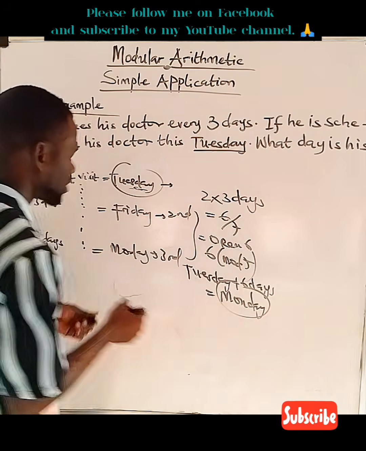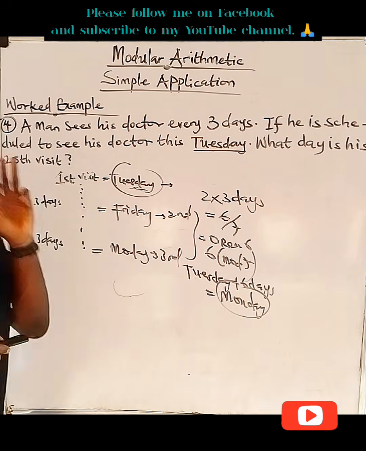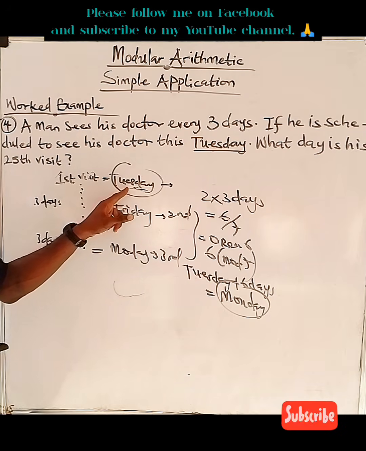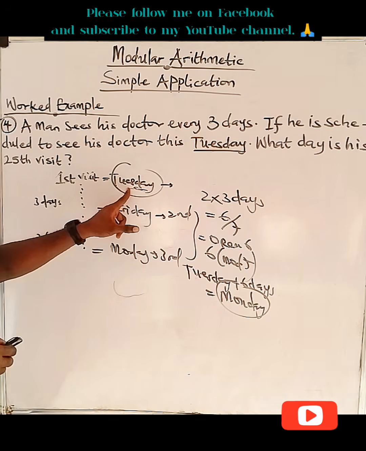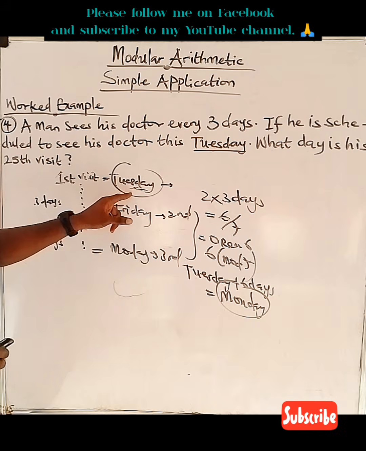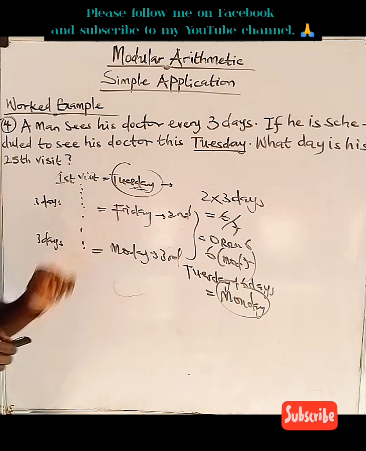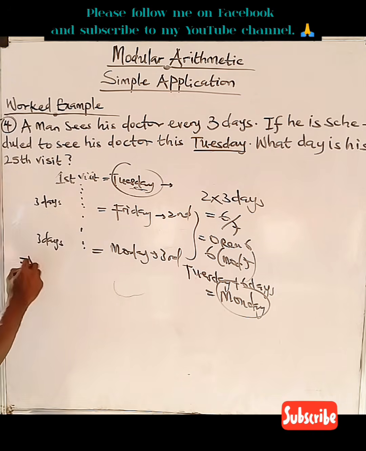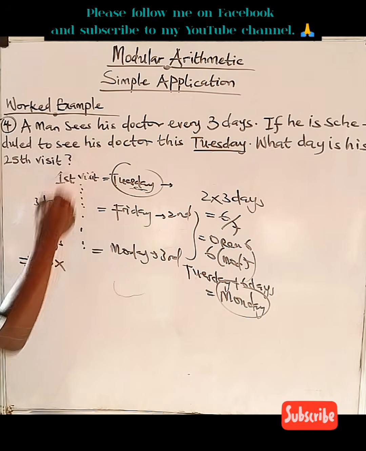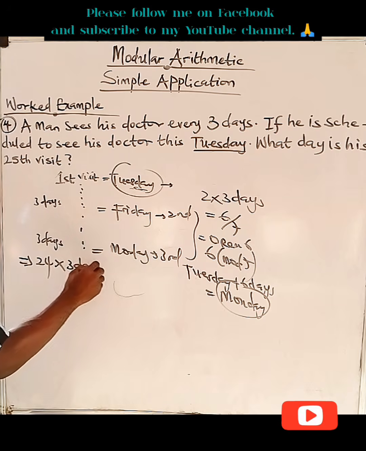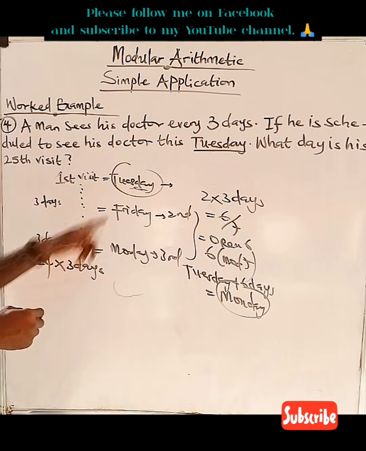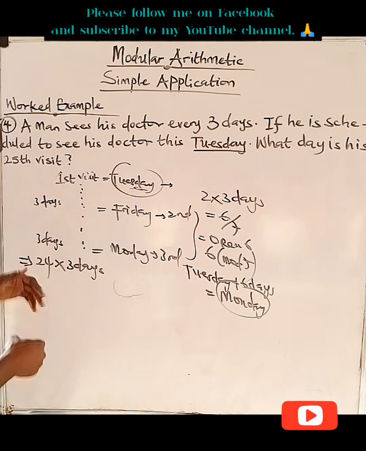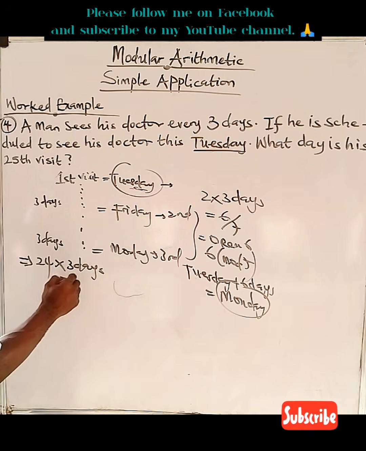So we've seen what it looks like solving for just 3 visits. Now let's see what it's going to look like for the 25th visit. Don't forget that Tuesday is the first visit, so you're not going to be counting Tuesday, you're just going to remove Tuesday. So you're going to be left with 24 visits. That'll be 24 visits times a 3-day interval, since every visit is every 3 days. The first visit being Tuesday is off it, so we're left with 24 visits. 24 times 3 is 72.